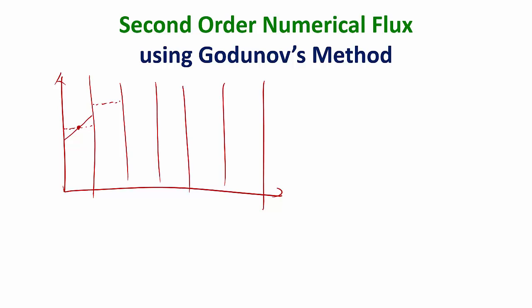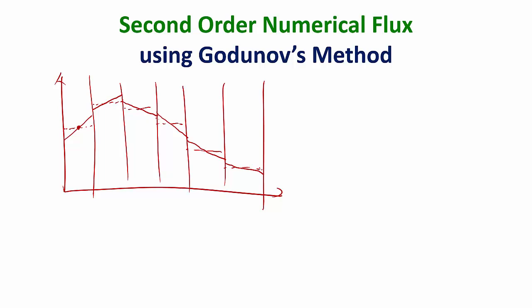So if my piecewise average looks like this, maybe I can construct an approximation that looks like that. It is still discontinuous across the volume boundaries, but if I construct the piecewise linear approximation in a good way, I can get a better approximation than the piecewise constant one. And that is the idea behind the second order numerical flux.